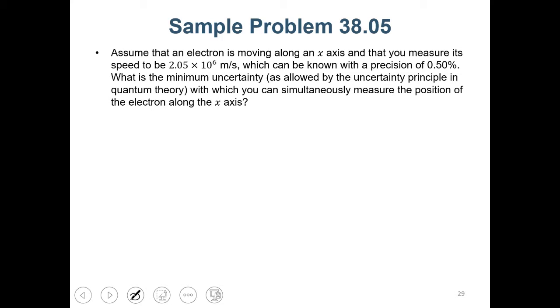Actually, this math is not so trivial, so let us go back to the sample problem, which is easier. You only need to substitute values into delta p delta x larger than or equal to h bar. So in this example, assume that an electron is moving along the x-axis that you measure its speed is something like this, which is known to a precision, which means that the error is 0.5%. What is the minimum uncertainty of the position?